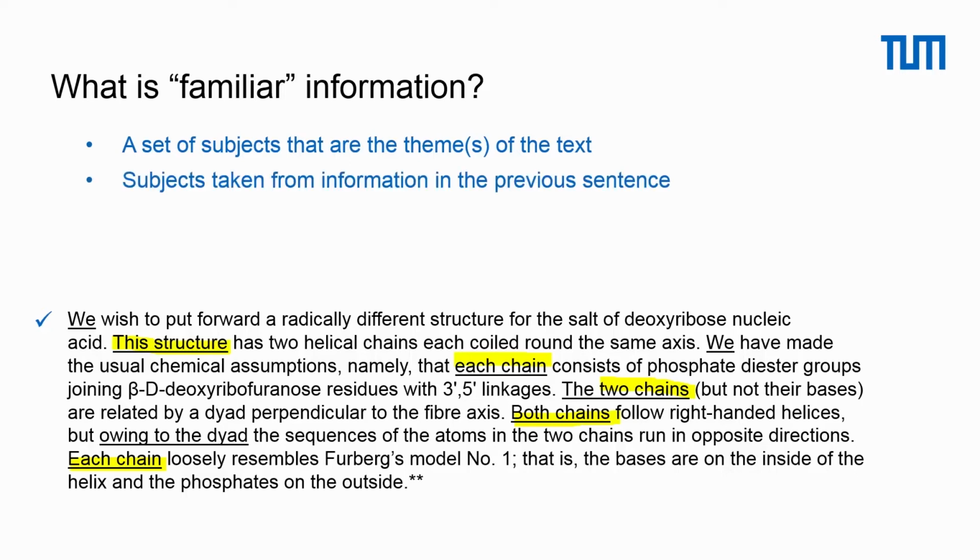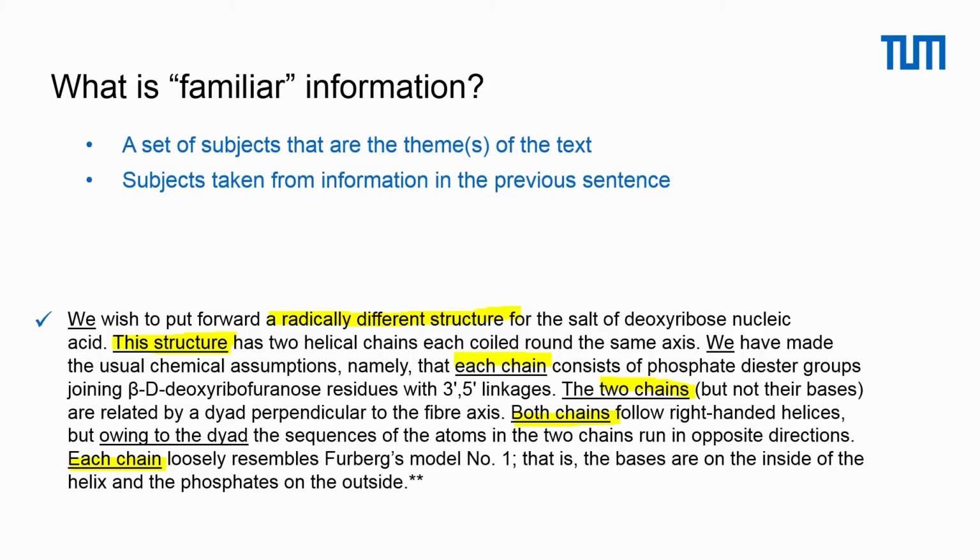Secondly, you might take subjects from information in the previous sentence. Now, the best example of this is moving from the first sentence to the second sentence. In the first sentence, we have a radically different structure as the object of the verb, and this object then becomes the subject of the next sentence, right? This structure. So this is also a great technique to move from A to B, then from B to C, then from C to D.